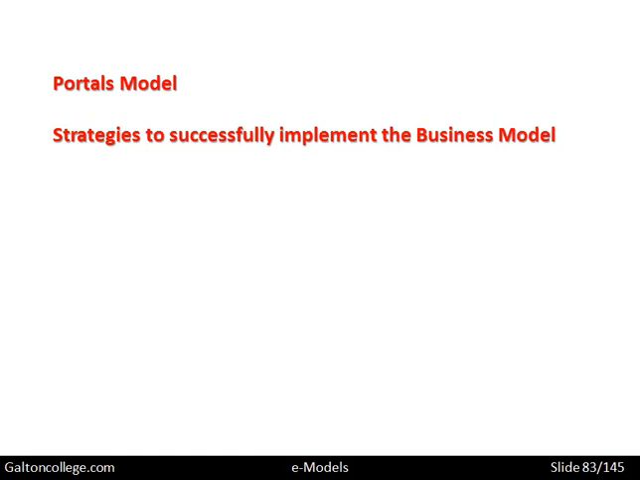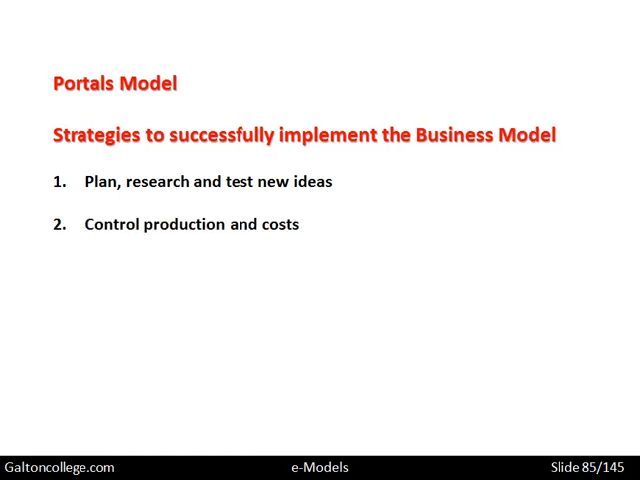Now, strategies to successfully implement the business model. Well, plan, research, test new ideas. And that's very similar to traditional businesses. Plan the business, research the business, test new ideas. Control the production and costs. Again, the same as traditional businesses. Make sure there's good budgetary control, make sure costs are under control.